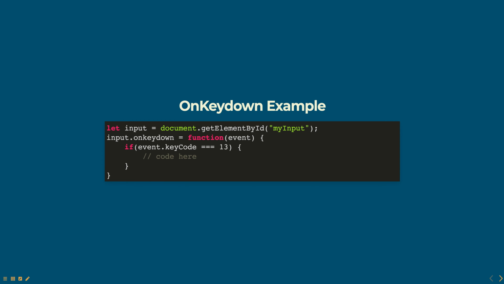OnKeyDown event is triggered when a user presses a key on the keyboard. This can be used to capture keyboard shortcuts, respond to user input in real time, or control the behavior of an element. And here is an example of onKeyDown event.